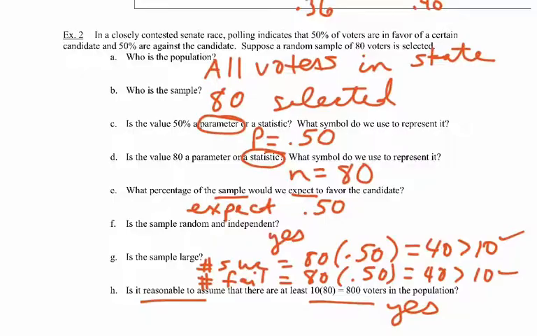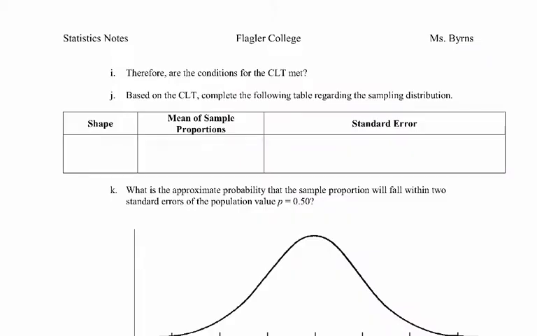You'll see some questions like that in the assignment. So yes, that's the next question. Central limit theorem is met. So based on the central limit theorem, complete the following. The shape of the distribution will be normal. That's the key thing right there. It means we can use our normal calculator to estimate some probabilities.